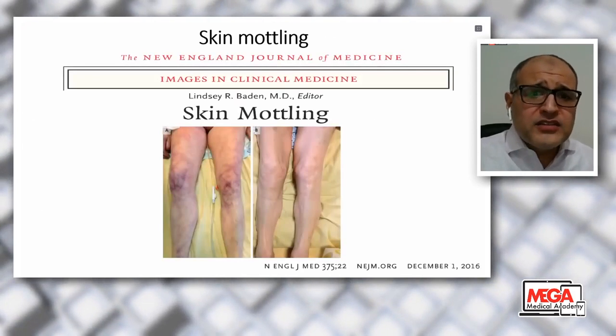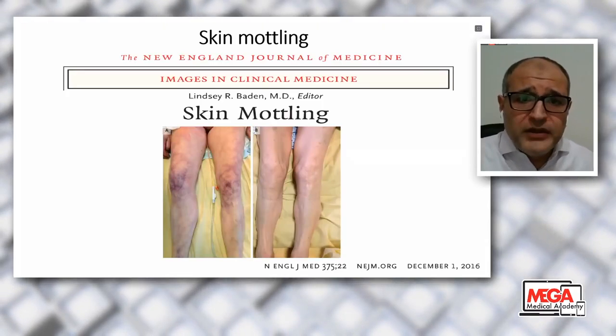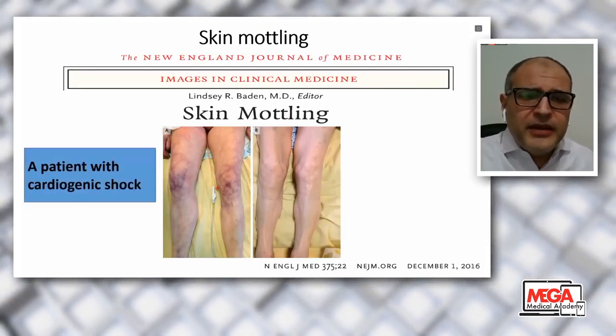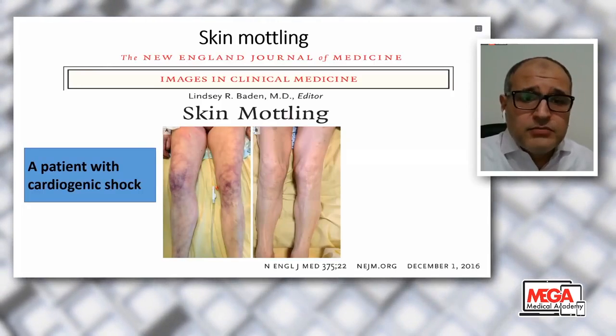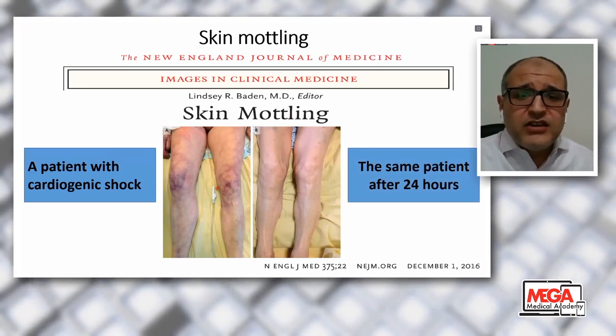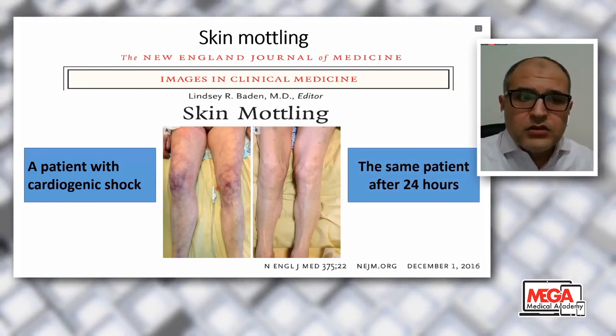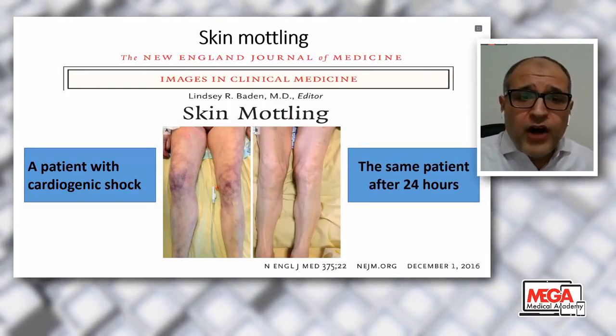In this case report in the New England Journal of Medicine, this is a patient of cardiogenic shock. On the left side, you will see that the skin is mottled, and after 24 hours of resuscitation, the skin returned back to the normal color. So skin mottling is a very clear sign of hypoperfusion.